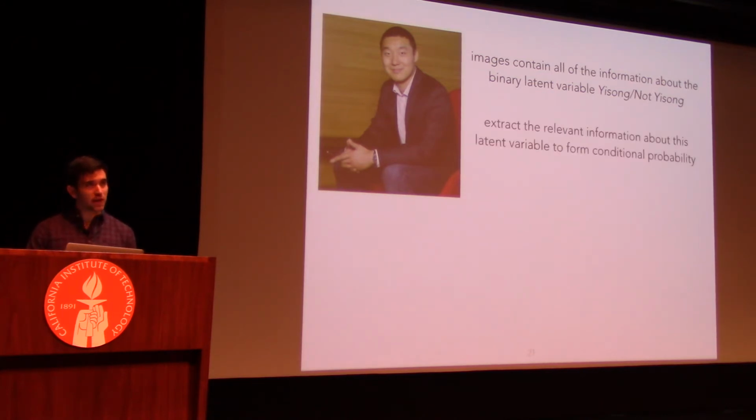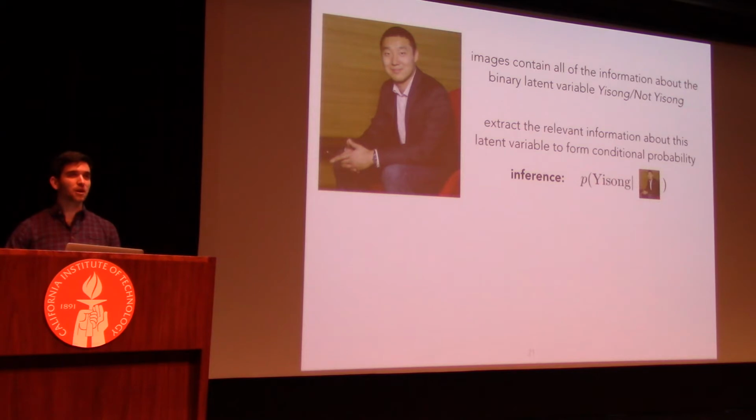So we need to extract this information and actually form a conditional probability, which is the probability of this being Yisong given this image. And this generally is referred to as inference. So if you hear people talking about neural network inference in the typical deep learning sense, that just means forming this conditional probability of some latent quantity given some observed quantity.